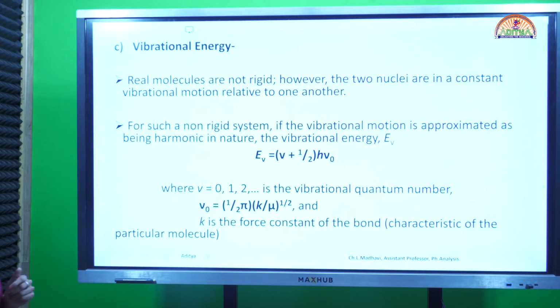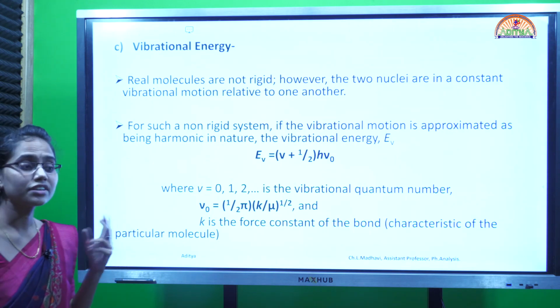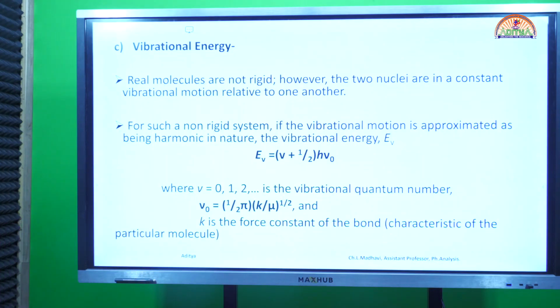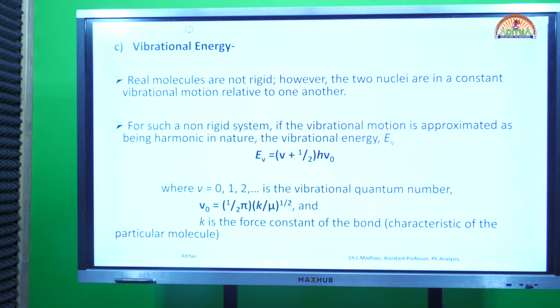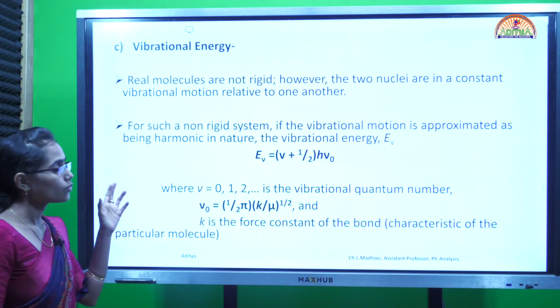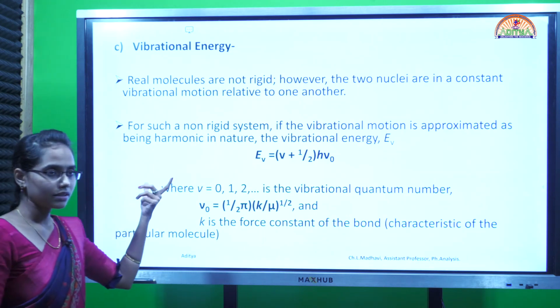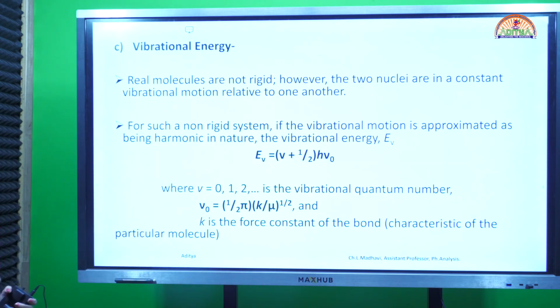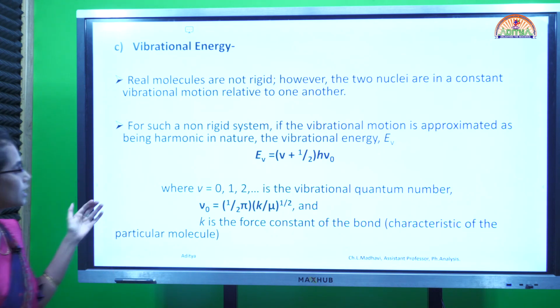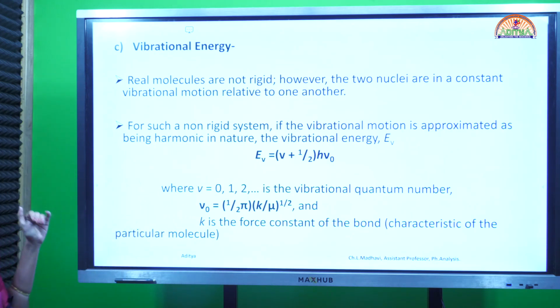And then the vibrational energy. As we have seen the rigid case, now we will be seeing the non-rigid case. In reality, molecules are not rigid, so the nuclei present in the molecule will always be in constant vibrational motion. In the rigid case we took internal vibrations as zero, but in the non-rigid system internal vibrations should be considered.